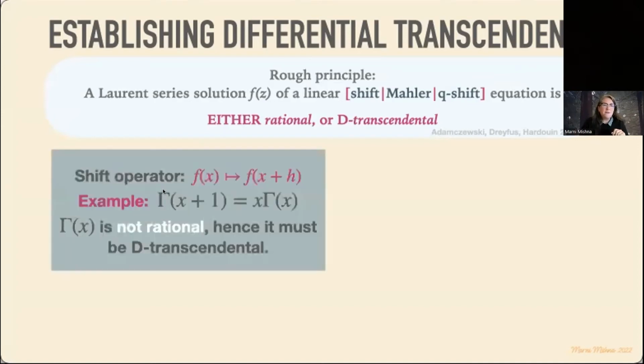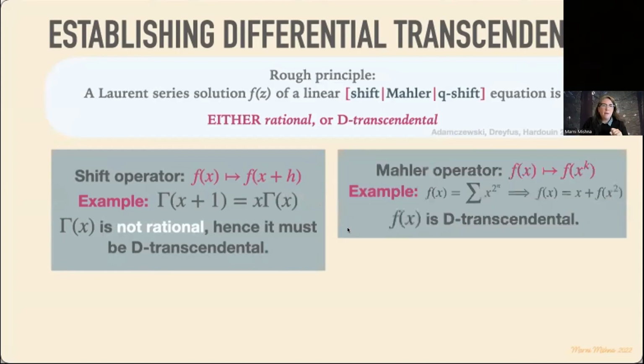By the shift, I mean the gamma function satisfies a shift equation. I've got a shift in the variable here in the evaluation. We know the gamma function is not rational, so by this principle, it must be differentially transcendental. The Mahler operator is when I substitute x by x to the power k. So if I have this series here, x to the 2 to the n, I can write a nice little linear Mahler equation. So either this function is rational, but we know that it's not, so it must be differentially transcendental.